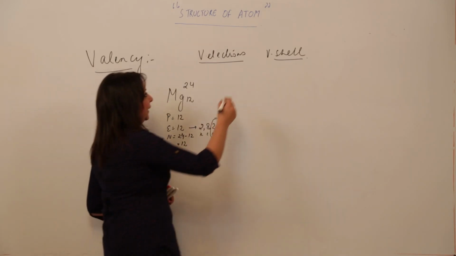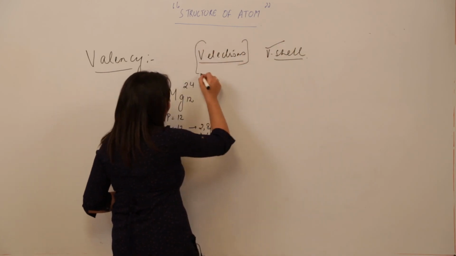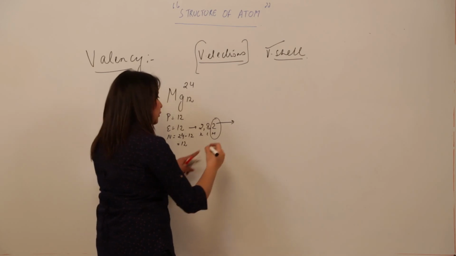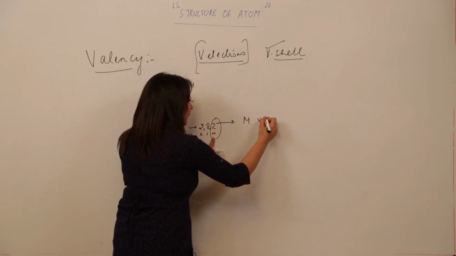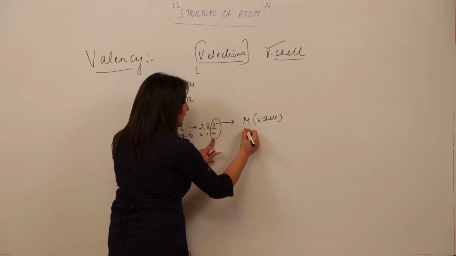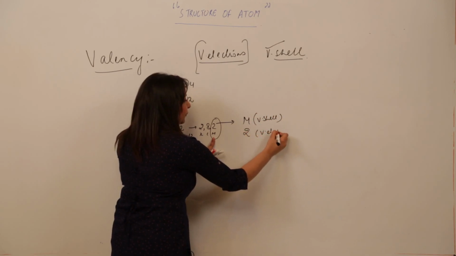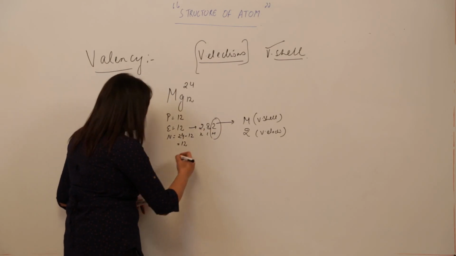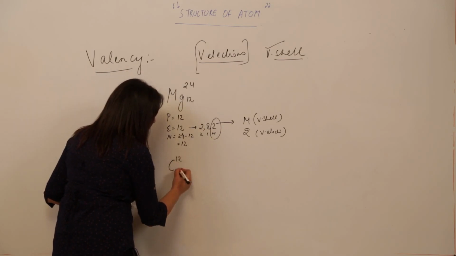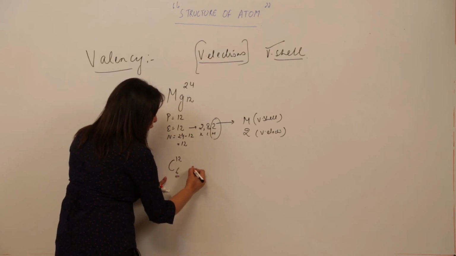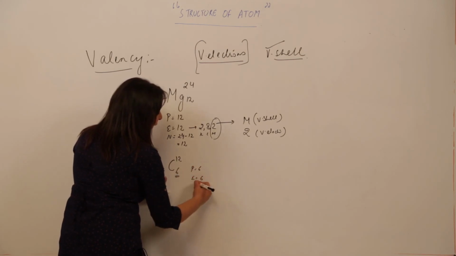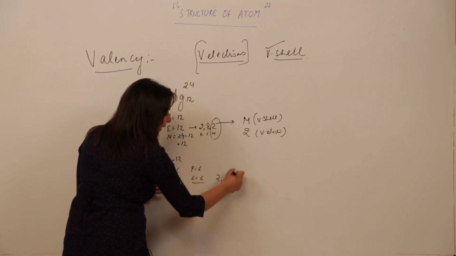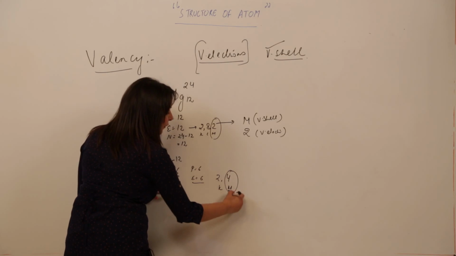Now what is the valence electron? The electron which is present in the last shell is called the valence electron. So its valence shell is M and its valence electron is 2. Similarly, one more example to make it easy. If I take carbon, mass number 12, atomic number 6, protons 6, electrons 6, then I write the electronic configuration. This is the valence shell and the valence electron is 4.